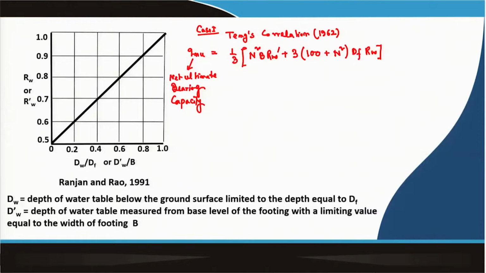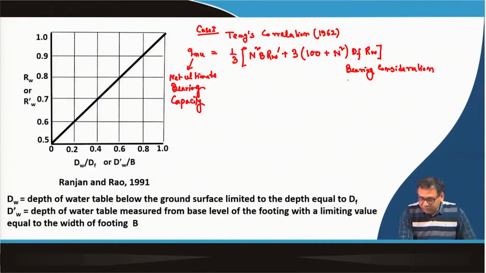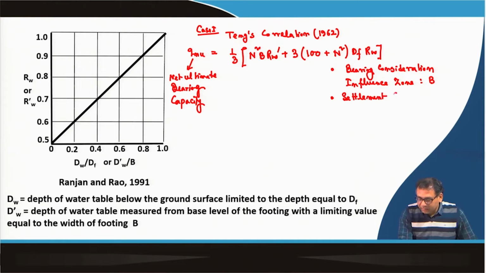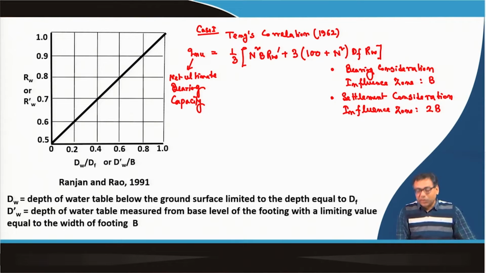Remember, this information is also very important: for bearing capacity consideration, the influence zone is B, the width of the foundation, from the base of the foundation, and for settlement consideration, the influence zone is twice B from the base of the foundation.